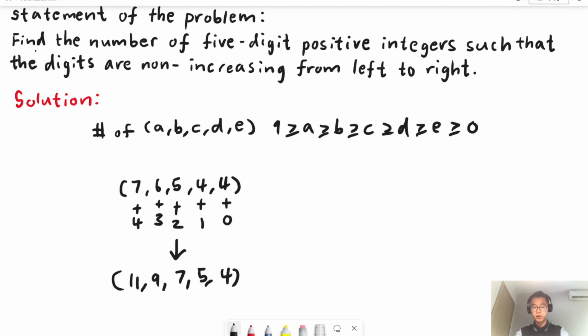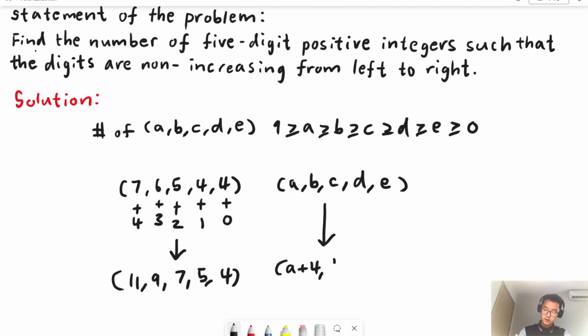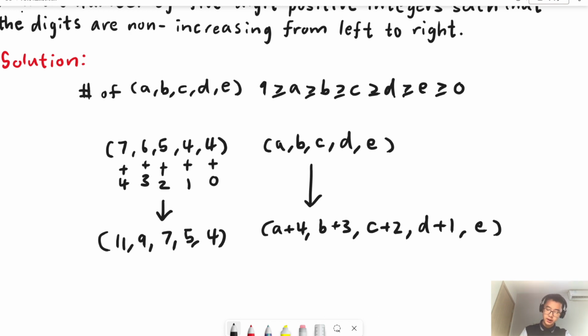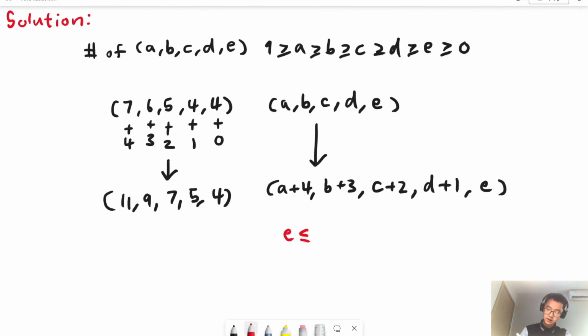Does this hold for any A, B, C, D, E? Well, let's see. So A, B, C, D, E is transformed into A plus 4, B plus 3, C plus 2, D plus 1, and then E. Okay, so are these 5 numbers all distinct? Well, let's see. We know that E is less than or equal to D, so the greatest E can be is equal to D. That means E is always less than D plus 1. Well, E will never be equal to D plus 1, so they're distinct.